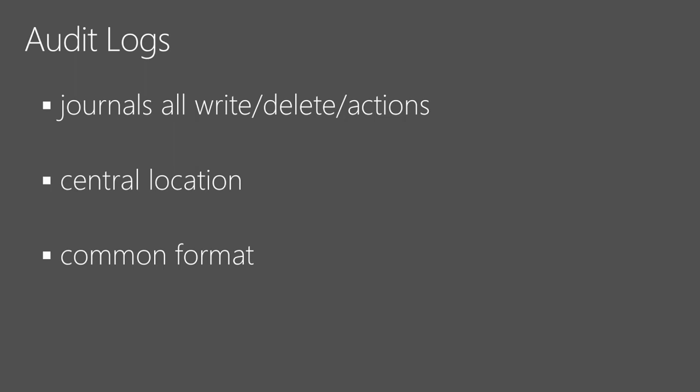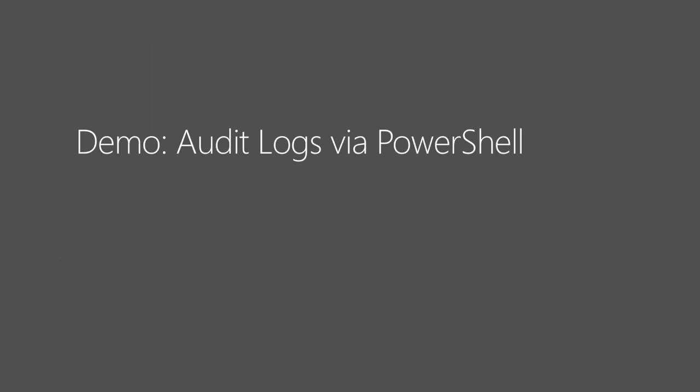So we log all of these things to a central location, and we log them in a common format. What this means is you can go into the portal and view all the things that have been done against a resource group, or you can use our REST APIs, PowerShell, or CLI to retrieve this information. Let's quickly look at what this looks like.